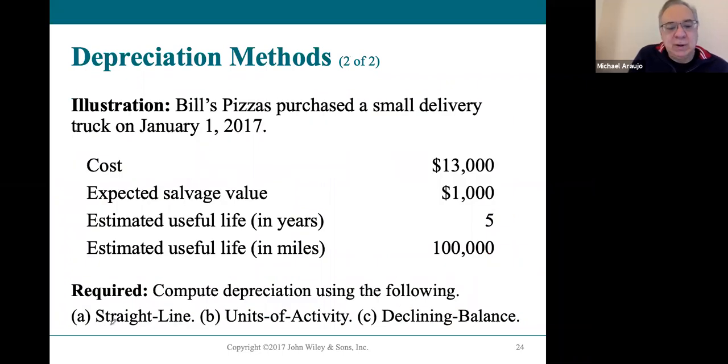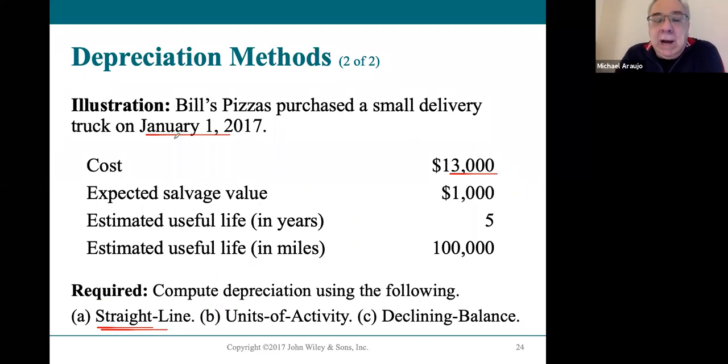So here's how, and again, we're just going to focus on straight line here. Here's an example. We have Bill's Pizza. They purchased a small delivery truck on January the 1st, 2017. How small was it? 13,000. You might need to pull the string on the back of it to get it going. You might need to push it downhill to get it going, but that's a really small truck. That's the cost of it on their books.